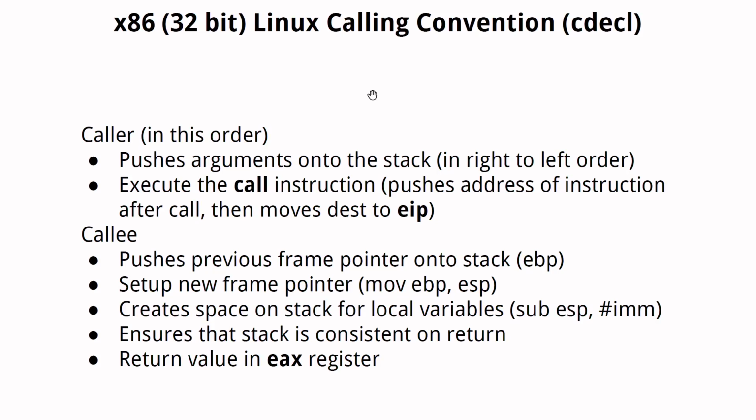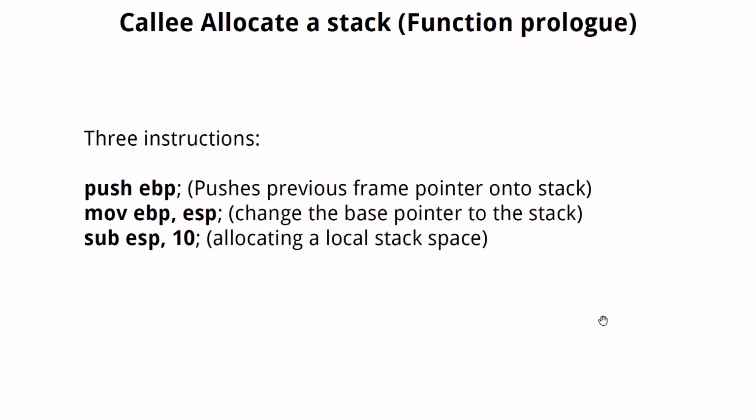The callee will do the following. The callee will push the previous frame pointer, which is EBP, onto the stack, and set up a new frame pointer, which is moving ESP to EBP, then create some space for its own local variables, which is just subtracting some number from ESP, then ensure the stack is consistent, then return. When it returns, it puts the return value in EAX. We are going to see some concrete examples.